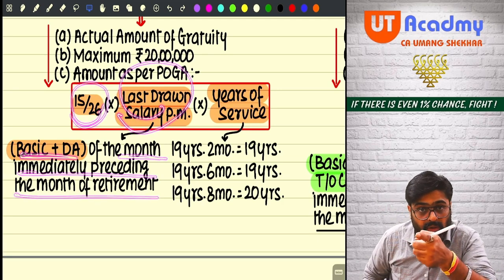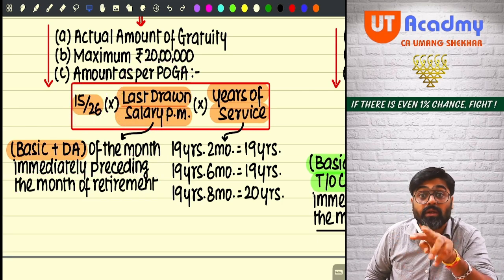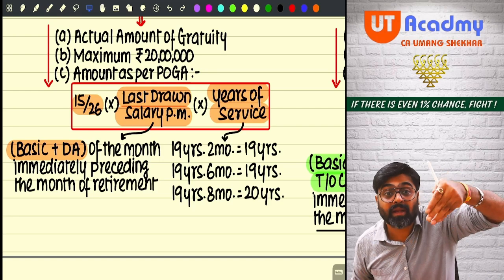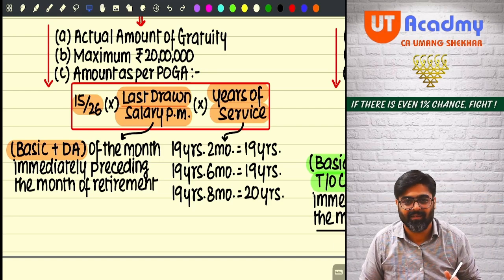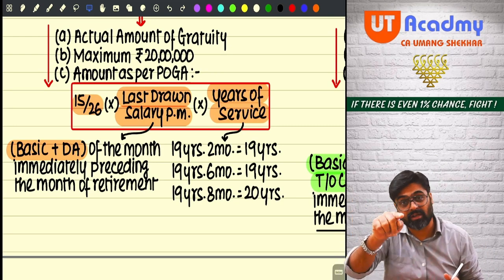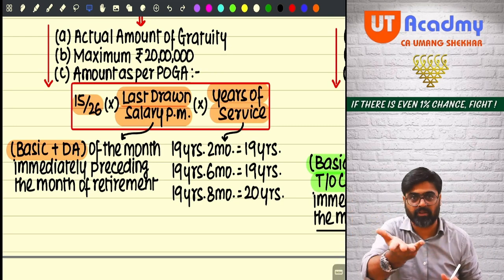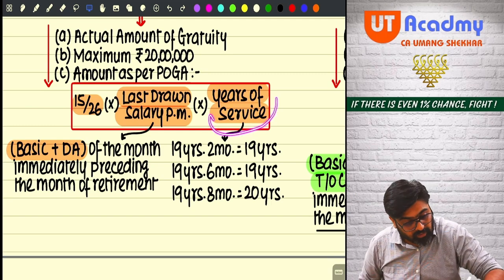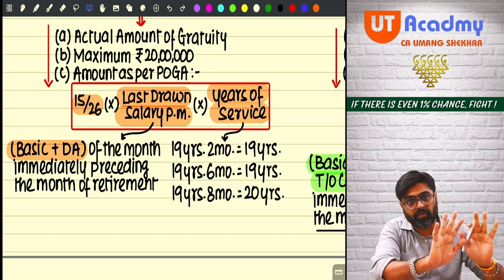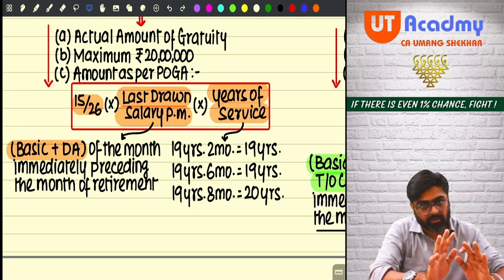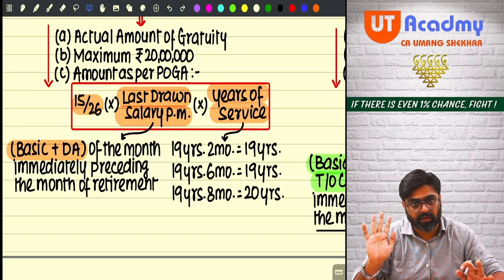Here you will not apply the golden rule because this is not the limit which you are saying as per the Income Tax Act. This is the limit which you are bringing from POGA. Got it? And POGA says your salary should be basic and DA. So I have to take basic plus DA. And years of service means all the completed years of service which you have given, you are supposed to get 15 days salary.